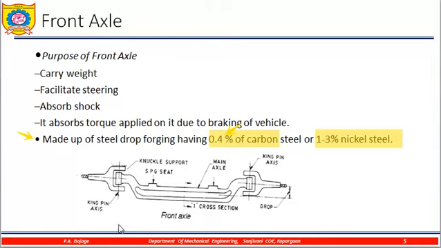Now here the front axle, you can see this is the main axle, the cross section is I section. Again this is the seat, again knuckle support, this is the knuckle support. Again this is the kingpin axis to attach the stub axle. Now this is the stub axle, you can see stub axle. This is the front axle I section and these two are the stub axles.